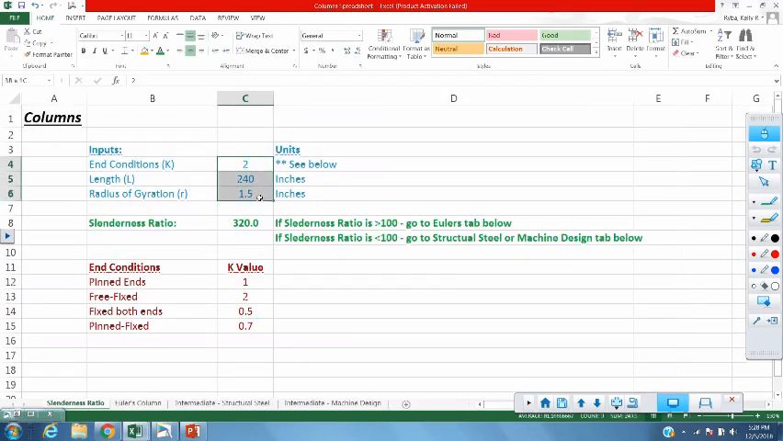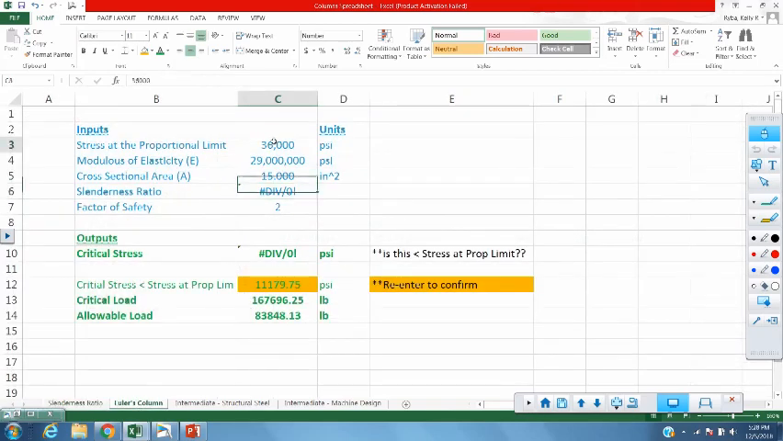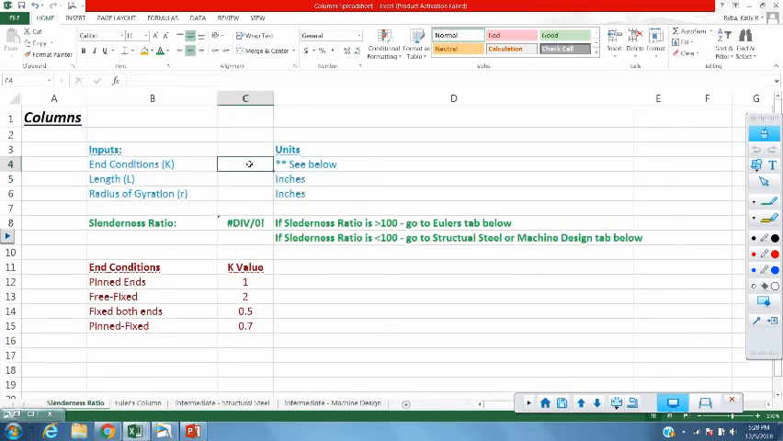So I'm going to clear out, on my slenderness ratio page and also on my Euler's page, anything that I had input from that previous problem. Be careful not to get rid of the slenderness ratio formula here, otherwise you'll have to reprogram it back in. So I'm going to start here with the input from example 17.1.